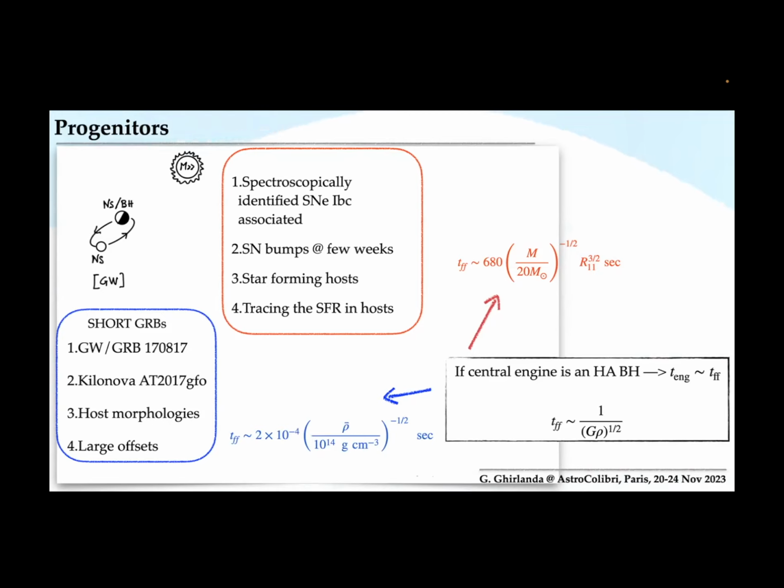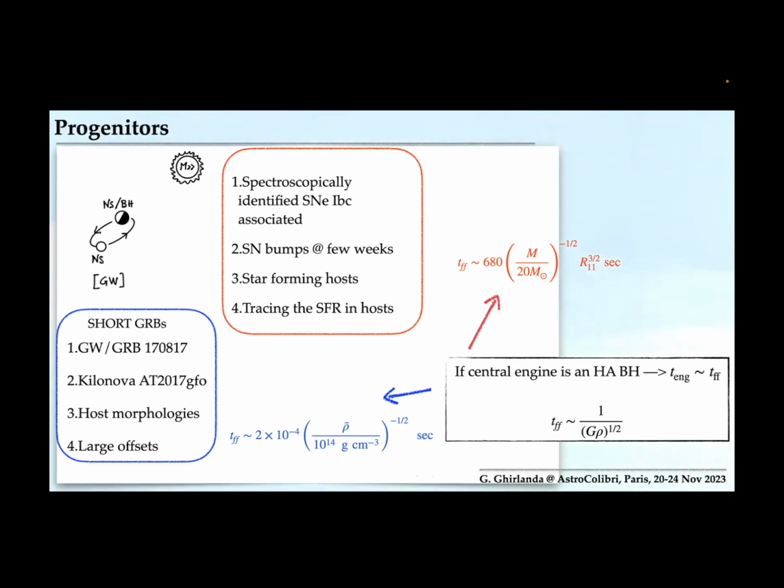So if you work with the typical time scale of long GRBs, you realize that you need some mass which has a relatively low density, typical of massive stars with relatively large radii, whereas if you go to the short-duration time scale, typical of short GRBs, you realize that the density you need is quite large, typical of a neutron star.